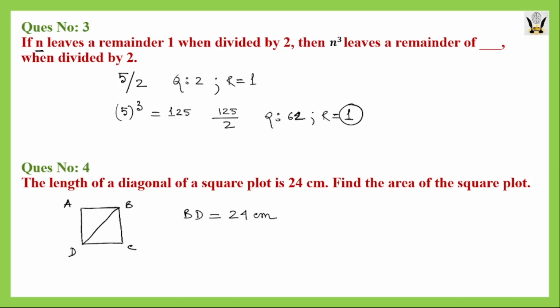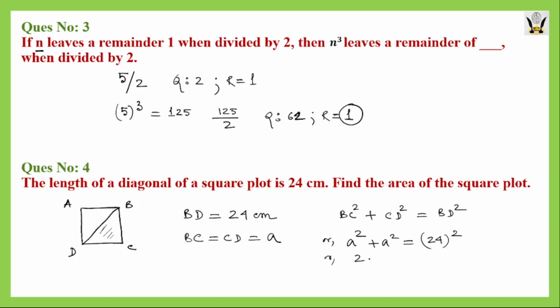Now here, BC, if we consider this triangle, then we know that BC, this side, is equal to CD, and we consider that value as A. Then from Pythagoras theorem we know that BC square plus CD square will be equal to BD square. So BC square means A square, CD square means again A square, and BD square is given in the question, which is 24 square.